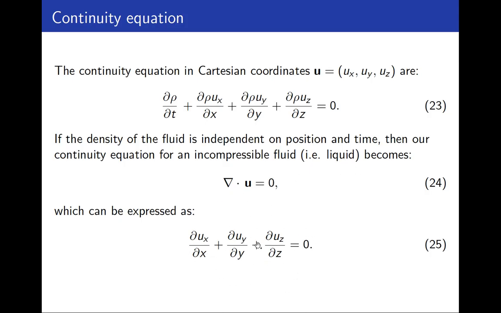This is an interesting relation, because let's say you somehow obtain the velocity field of a fluid, and you don't know if it's a gas or a liquid. If you obtain this expression for the fluid velocity, and that relation is equal to 0, that means that you have a liquid. If this expression is different than 0, that means that the fluid is a gas.